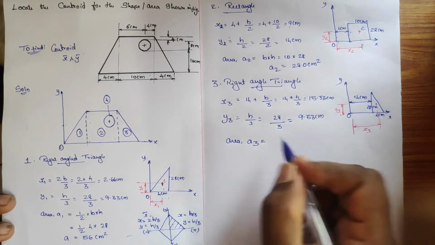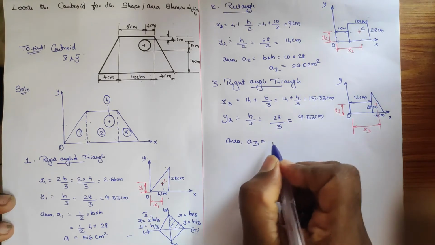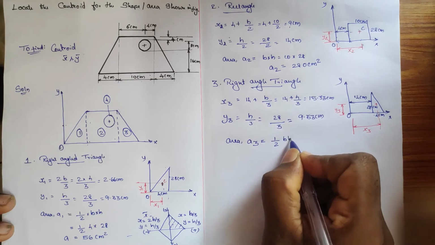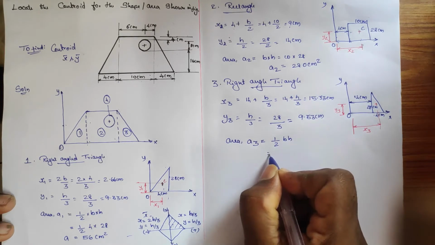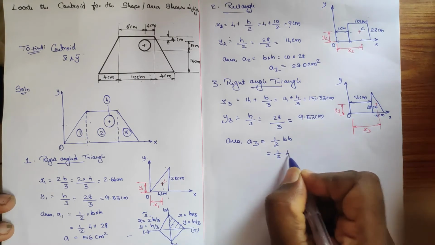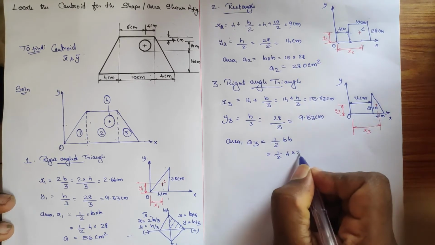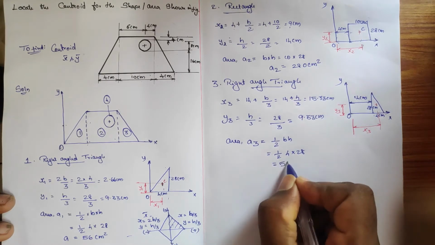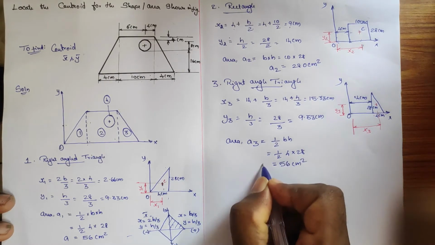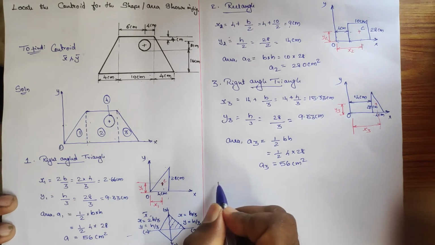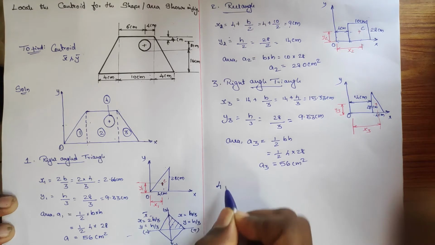Okay, and next the area of this right angle triangle, the component 3, area 3. The area of a right angle triangle is 1 by 2 into b into h. B is 4 and h is 28. So we get 56 centimeter square. What about the fourth one?